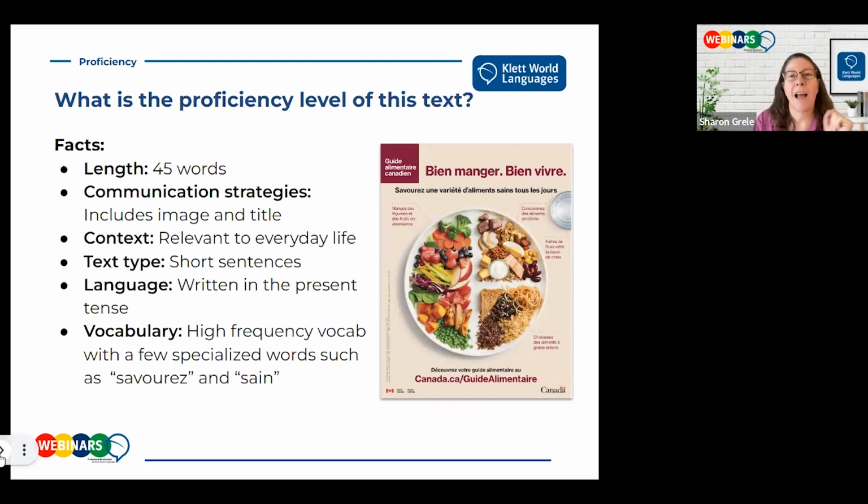Go ahead, Sharon. The facts about this one is there are 45 words. There is an image and a title. And the text is actually linked to the images, which is also a scaffold to help understand this text. Very relevant to everyday life. Food is one of those units we all study. Written in very short sentences in the present tense. In fact, I think they're all commands. And then very high frequency vocabulary words. There are a few specialized words such as savourer and sain, but for the most part, these are fairly common words that students would have learned in a unit about food.